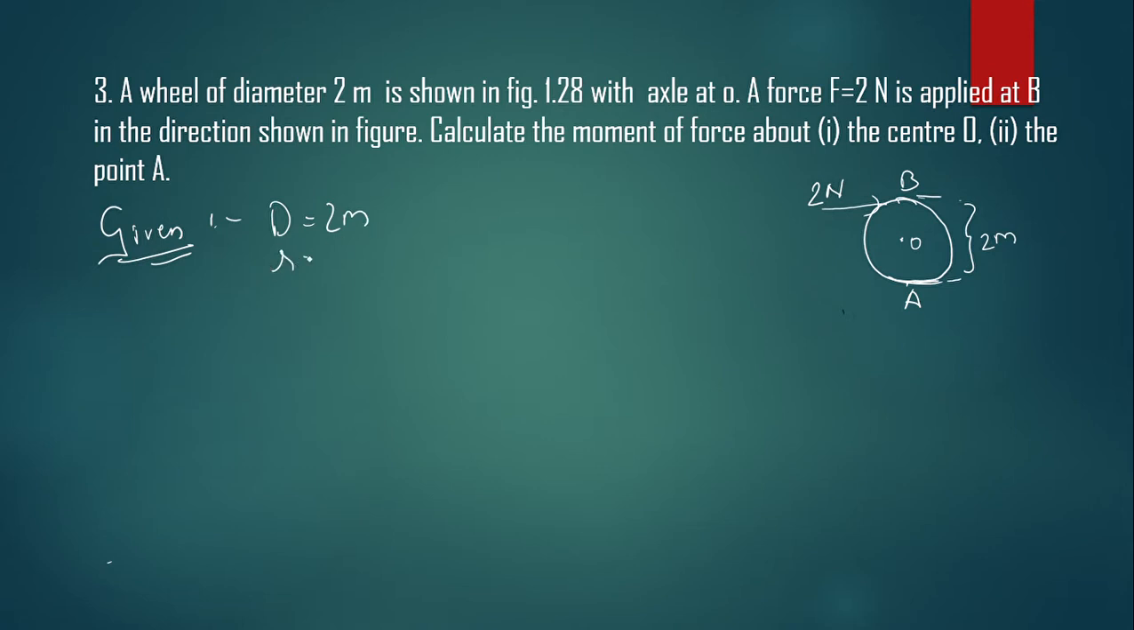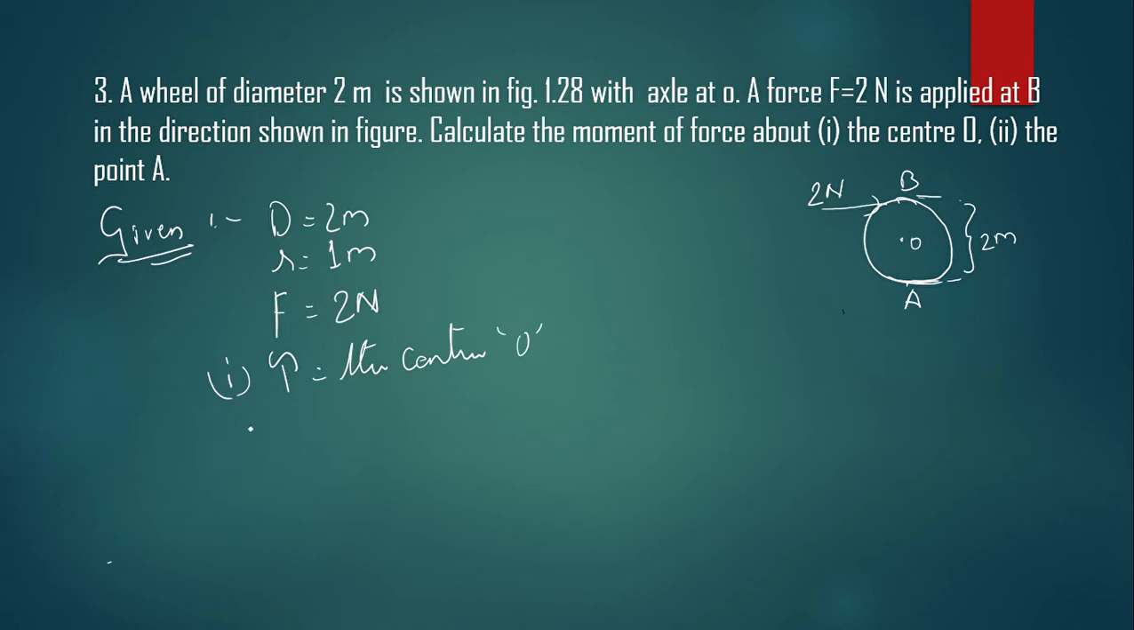So, radius would be half of diameter, that would be 1 meter. All right. Force is given to us. Force is 2 Newton. And what we have to calculate? First, we have to calculate torque at the center, that is at point O.